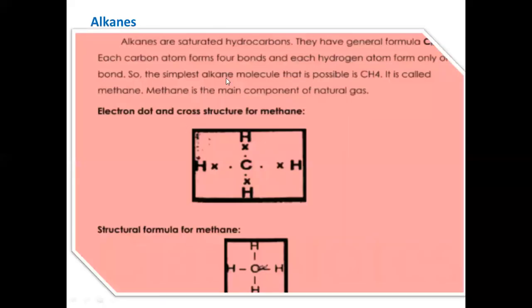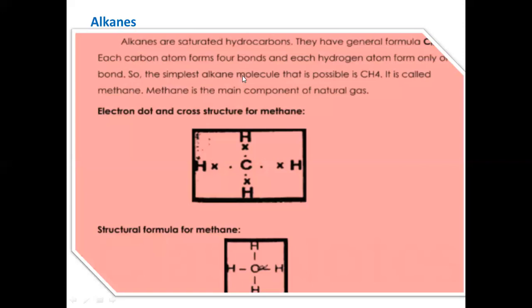The first type of hydrocarbon is alkanes. What are alkanes? Alkanes are saturated hydrocarbons. They have the general formula CnH2n+2. Each carbon atom forms 4 bonds. You know, carbon is present in group number 4 and it has 4 electrons in the outermost shell, and in order to complete its octet, carbon needs 4 more electrons. That's why carbon is making 4 bonds, and each hydrogen atom forms only 1 bond because hydrogen has only 1 electron in its outermost shell, and in order to complete its duplet it will use only 1 electron.